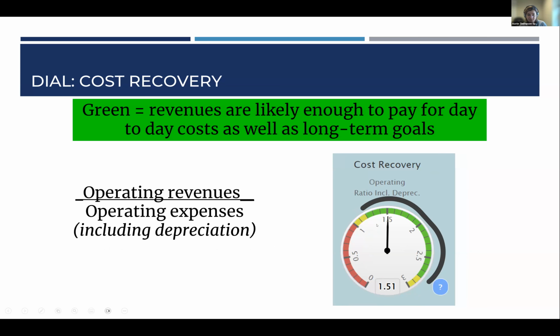Next up is this green band. That green band runs from 1.2 to, I believe, 2.8. Again, same equation, but basically what we're saying here is in the green, you probably have revenues that are enough to pay for your day-to-day expenditures, those operating expenses, as well as long-term capital improvement, long-term goals. So in the green, as you can see here, we have a cost recovery of 1.51, which falls in the green. In the green is good. We're kind of trying to use that stoplight color here to imply what is good, what might be a challenge going forward, and what is a cause for concern.